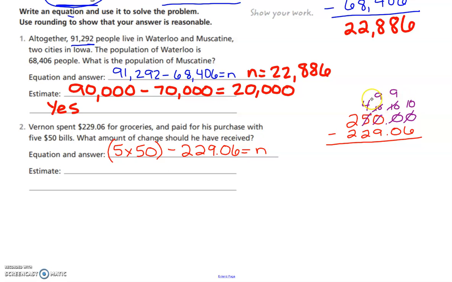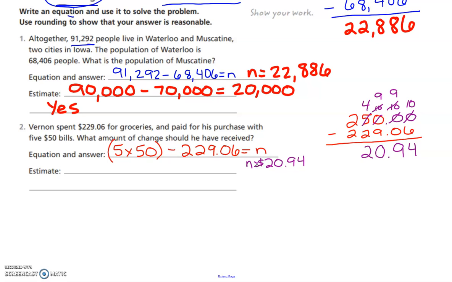And the good news is I've already done all the borrowing work for the rest of these problems. So 10 minus 6 is 4. 9 minus 0 is 9. Bring down my decimal point. 9 minus 9 is 0. And then 4 minus 2 is 2. So that then means that my answer should be N equals $20.94. I forgot my dollar sign.